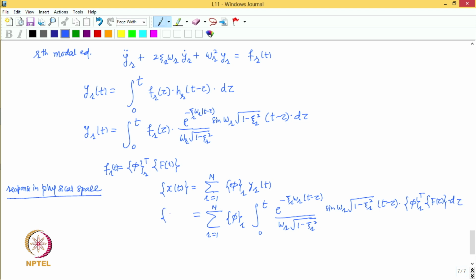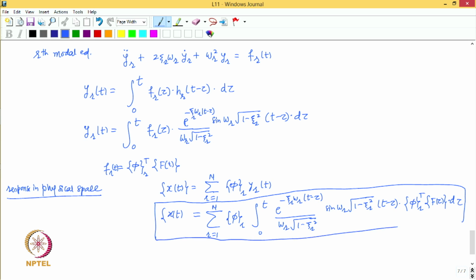So, this is nothing but the response to transient forces. We can see here, if I know the force, if I have been given the forces that are acting on the system, in the form of the force vector f(tau), then I can substitute that here and perform this integration, and that would basically give me the response to transient forces.